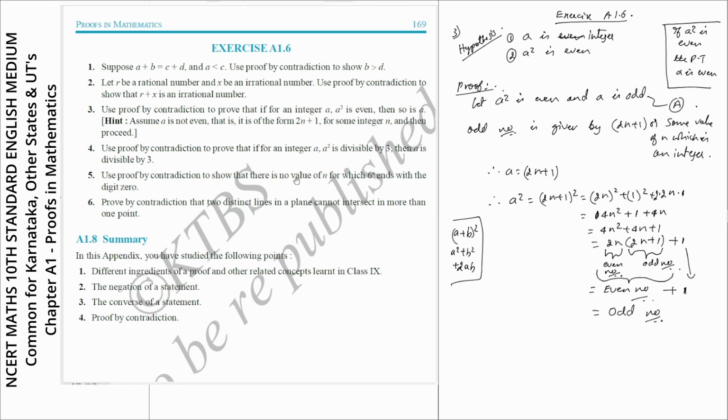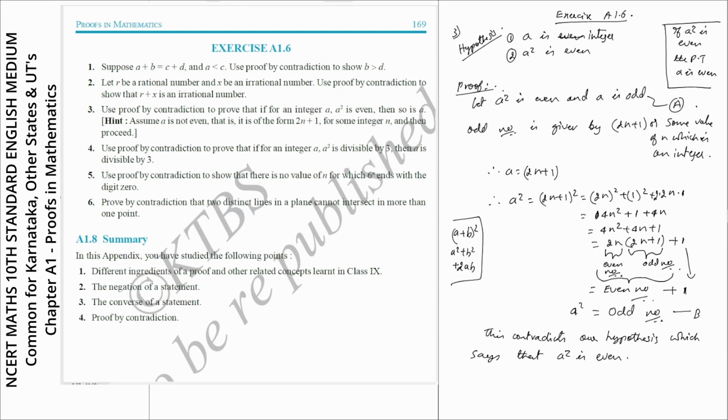So now there is a contradiction. I'll mark this B. This is a square. For a square I am getting an odd number. This contradicts our hypothesis, which says that a square is even, you can see there.